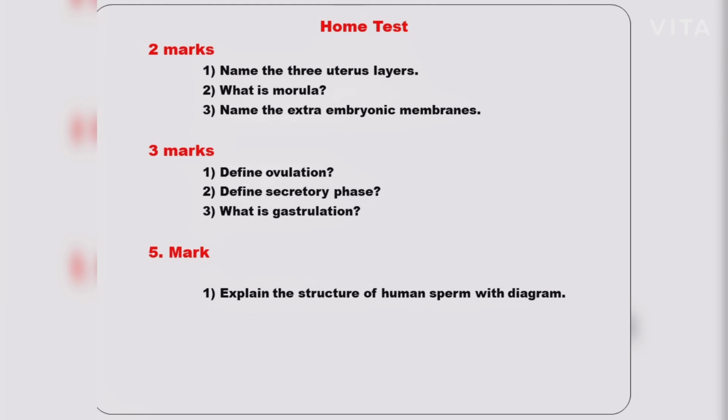I repeat it. 2 mark questions. Name the 3 uterus layers. What is morula? Name the extra-embryonic membranes. 3 mark questions. Define ovulation. Define secretory phase. What is gastrulation? 5 mark question. Explain the structure of human sperm with diagram.